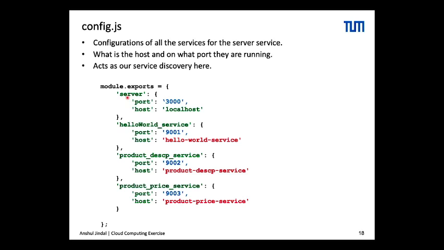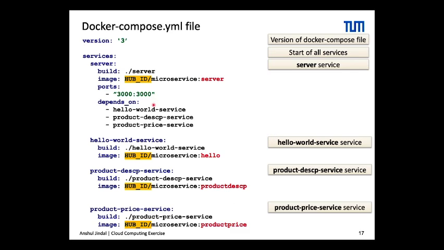You can see that the server is running on the localhost, and the other ones are running with the host names hello world, product description, and product price. And these are the same as in the docker-compose.yaml file. As you did in the last exercise, if you remember, linking with MongoDB, how your application was linked to MongoDB. Now the server knows that the host name is the hello world service, or the product description service, or the product price service, if it wants to contact those microservices.